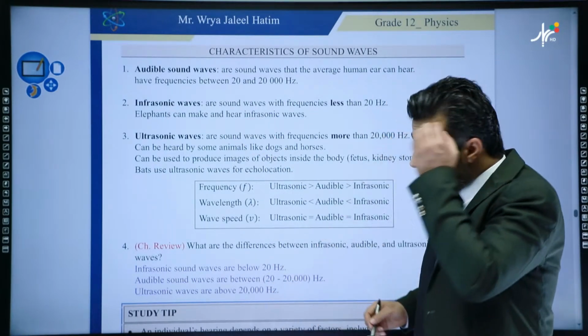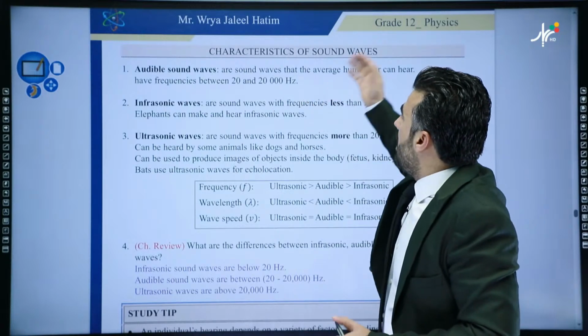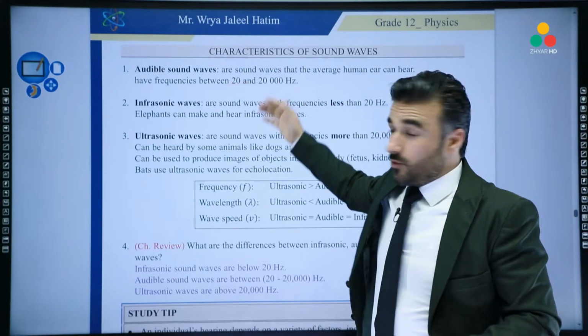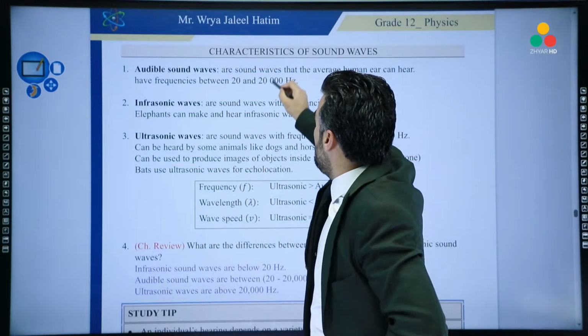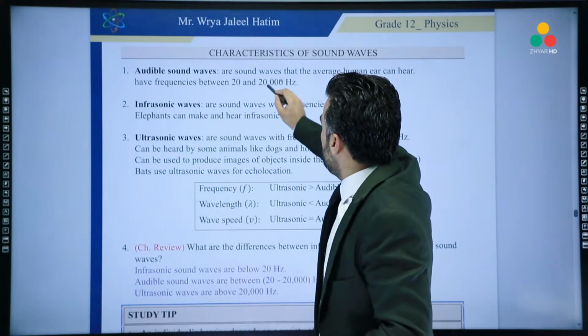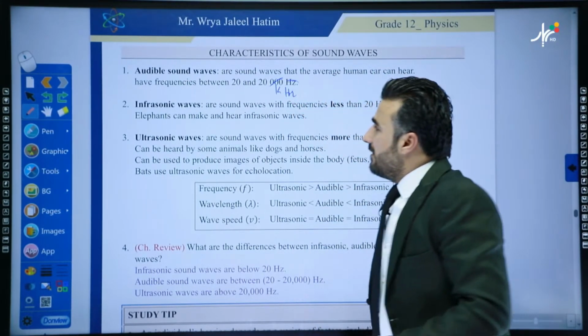So going through this a little bit more, we can say sound waves that the average human can hear have frequencies ranging between 20 hertz and 20,000 hertz, or you can say 20 kilohertz if you don't want to write 20,000, okay? Very good.